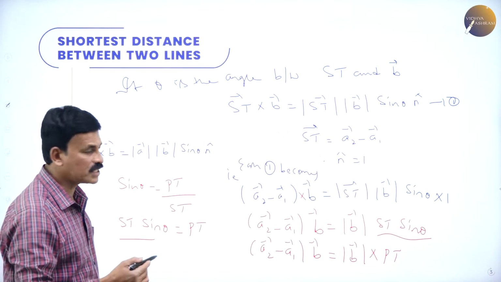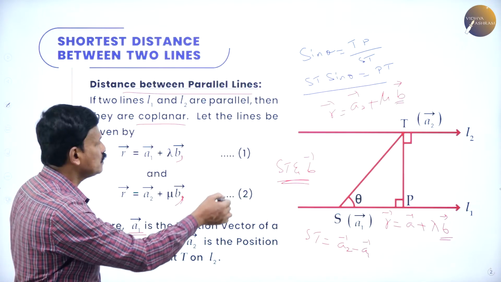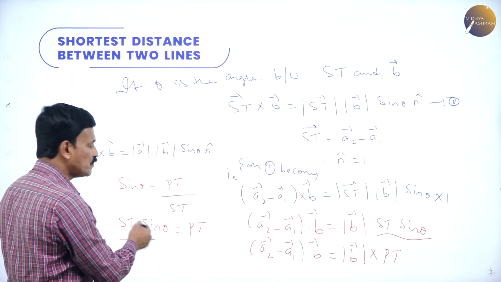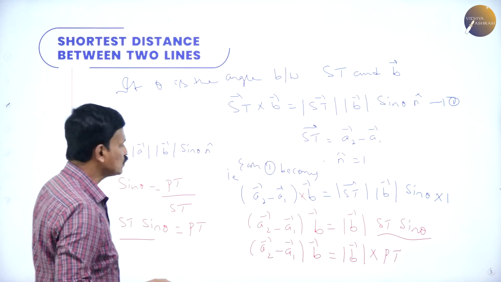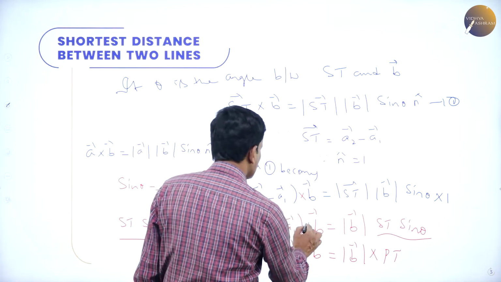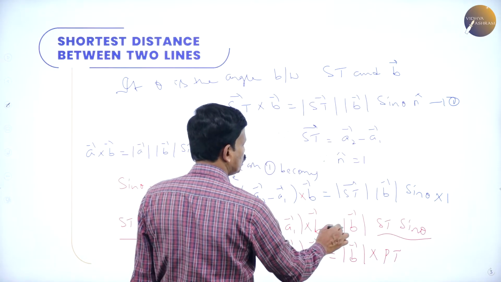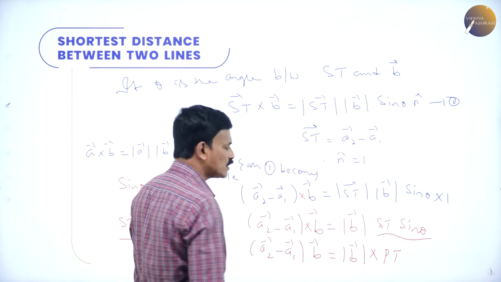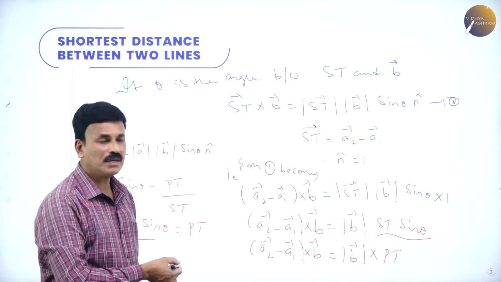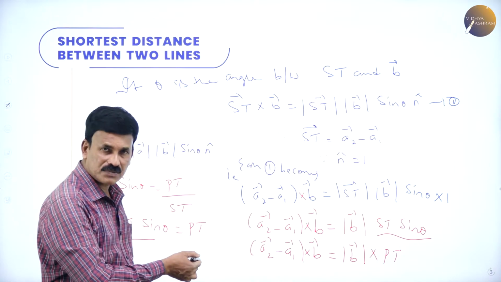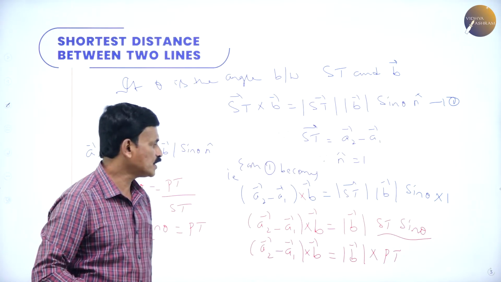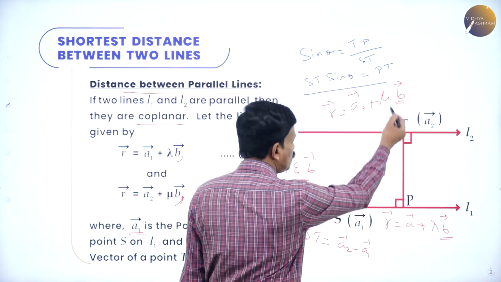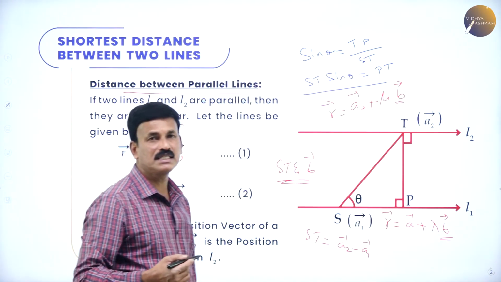Since from the figure, from this triangle stp, sin theta is equal to opposite by hypotenuse, that is pt divided by st. If you cross multiply, st into sin theta is equal to pt. Substitute here. So (a2 minus a1) cross vector b is equal to the length of vector b into st sin theta, which is nothing but pt. Therefore the magnitude of (a2 minus a1) cross b is equal to the length of vector b into pt, where pt is the perpendicular distance between the lines L1 and L2.